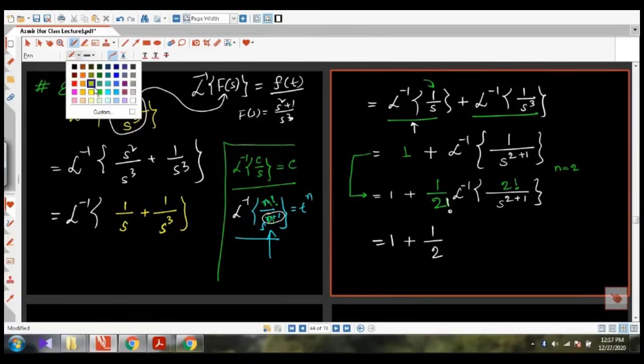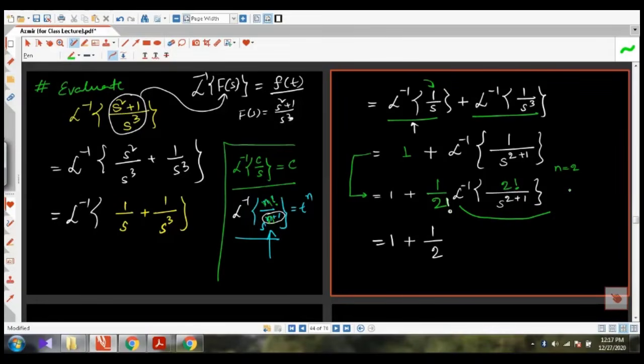So now try to tell me the answer. The inverse Laplace transformation of n factorial over s power n plus 1 will be t power n. So what will be the result here? Try to think.